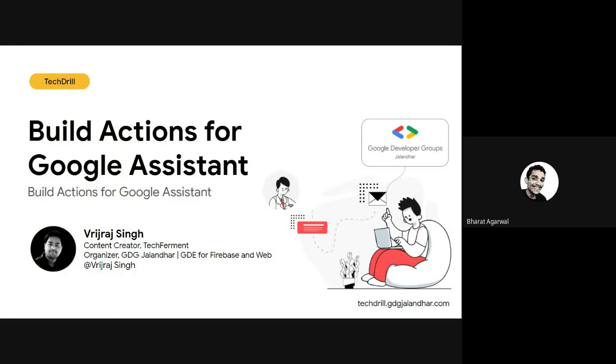So today we'll be seeing about building actions for Google Assistant. This will be a hands-on session which will be taken by Vrijraj Singh. He's a content creator at Tech Ferment, organizer of GT Jalandhar, and a Google developer expert for web and Firebase technologies. So without further ado, I would like to invite Vrijraj Singh.